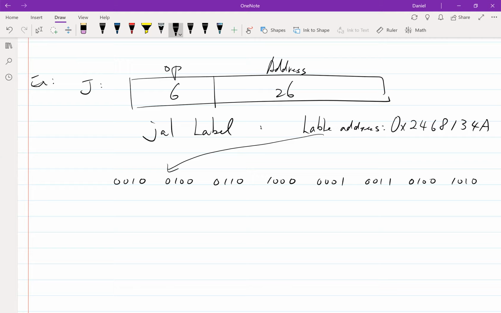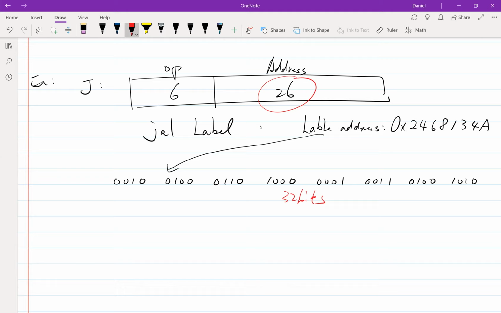4, 6, 8, 1, 3, 4, and 8. Am I correct? 2, 4, 6, 8, 1, 3, 4, 8. Okay, so this is the address, but I only can fit 26 bits, but I have 32 bits, right? So what can we do?